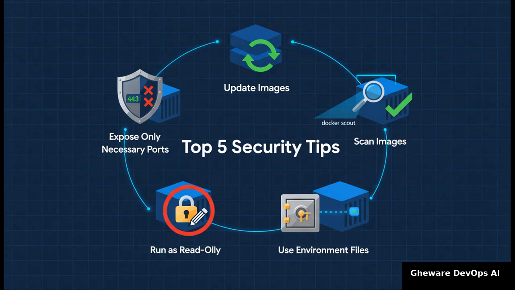1. Keep your base images updated to get the latest security patches. 2. Scan your images for known vulnerabilities with tools like Docker Scout. 3. Never ever hardcode secrets. Use environment files. 4. If a container doesn't need to write to its own file system, run it as read-only. And finally, 5. Only expose the ports your application absolutely needs and nothing more.